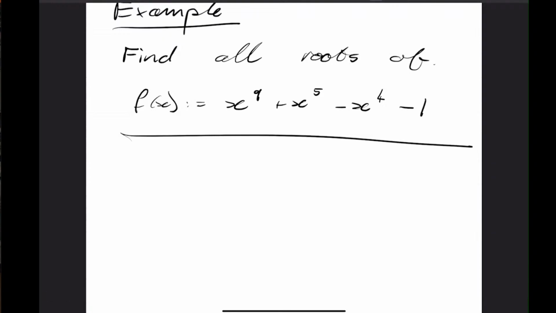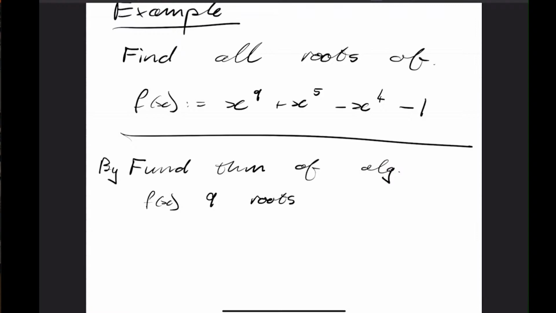So first of all, by the fundamental theorem of algebra, f of x has 9 roots, counted with multiplicity. So if we find 9 roots, then we know that we have all of them.